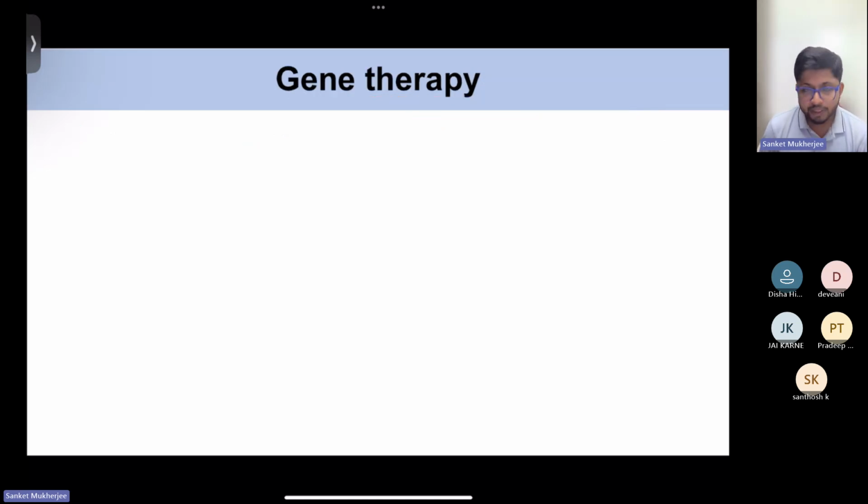Another approach would be gene therapy. In gene therapy, we can use iPSCs, which are induced pluripotent stem cells. So basically, you get the cells from the patient itself, and you induce stemness in them. So that can be done.